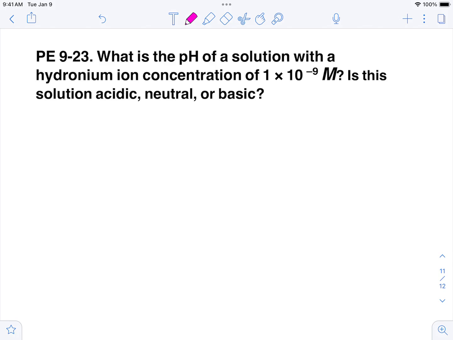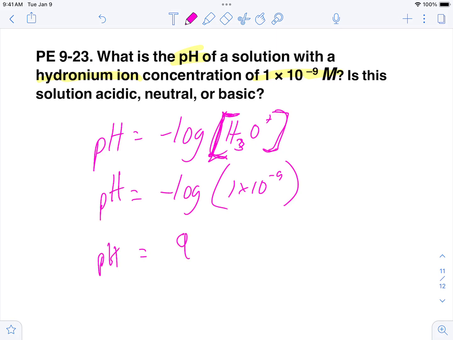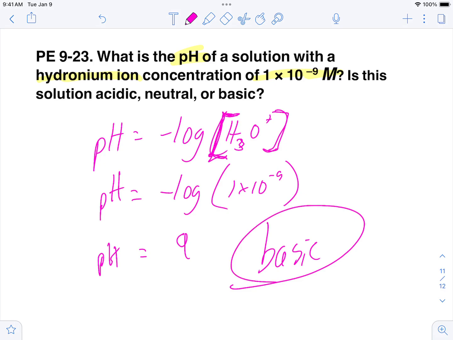What is the pH of a solution with a hydronium ion concentration of 1 times 10 to the negative 9th? Is this solution acidic, neutral, or basic? We have our H3O concentration, and we're looking for pH. So I'm going to write down my pH formula, with brackets, and plug in what I know. My pH here would be 9. If my pH is above 7, which it is, that means it is a base.